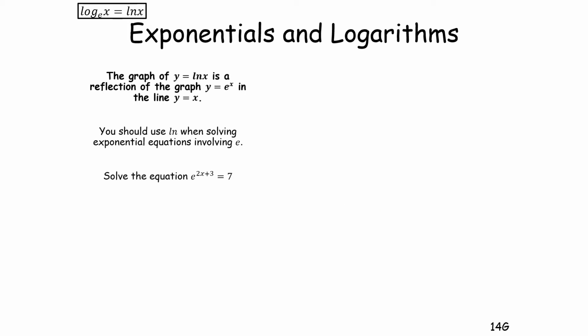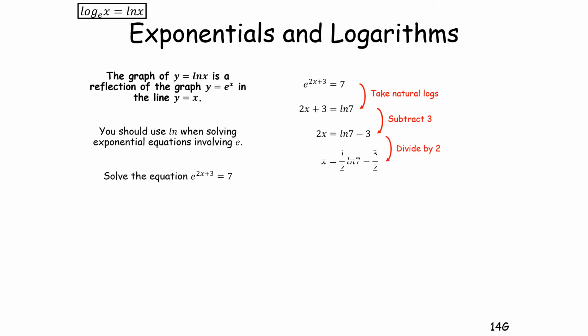Now pause the video and have a go at this one. First of all, we could take ln on both sides. So we know the exponential and the ln will cancel out. So 2x plus 3 equals ln 7. We subtract the 3 and we divide by 2. That'll give us x equals half ln 7 minus 3 over 2.